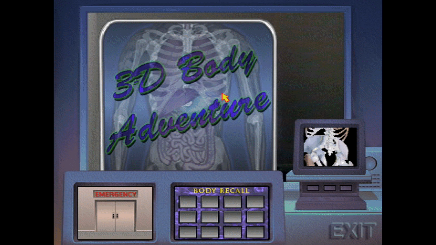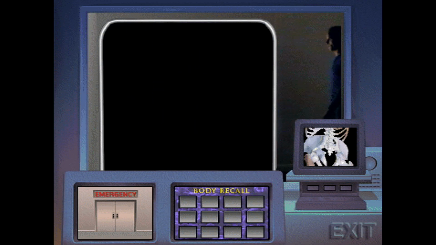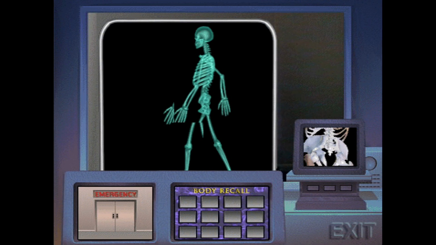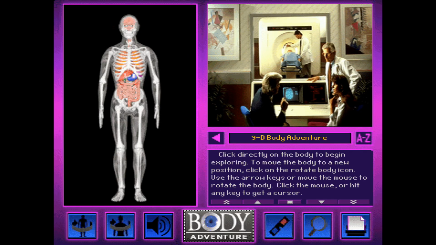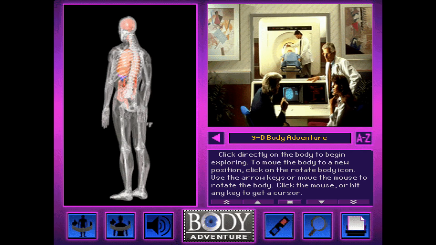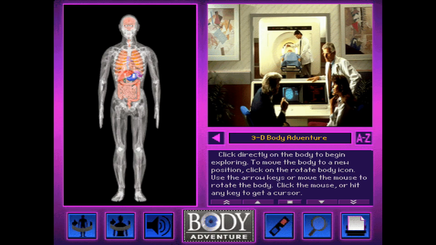Prepare for body imaging and exploration. Click directly on the body to begin exploring. To move the body to a new position, click on the Rotate Body icon. Use the arrow keys or move the mouse to rotate the body. Click the mouse or hit any key to get a cursor.